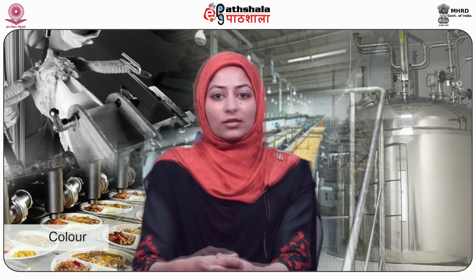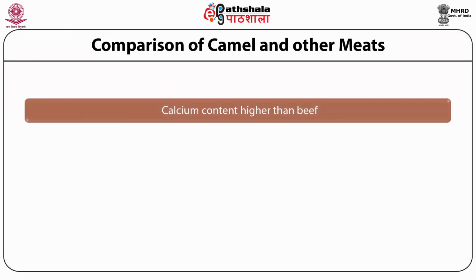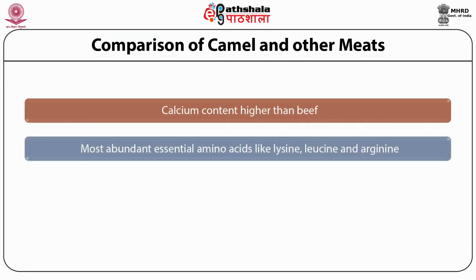Camel meat has been described as raspberry red to dark brown in color, and the fat of the camel meat is white. Camel meat is similar in taste and texture to beef. Calcium content of camel meat is higher than beef, which may partly explain the tight structure of some cuts of camel meat. The most abundant essential amino acids in camel meat and other meats are lysine, leucine, and arginine.